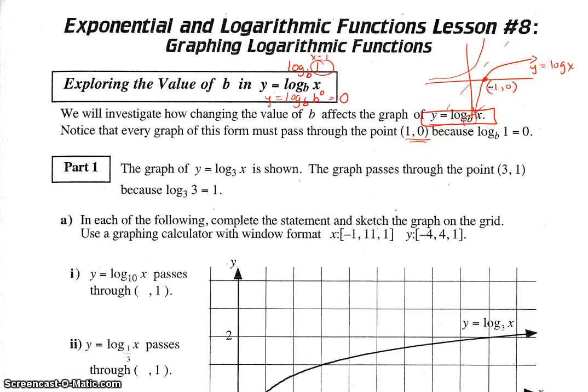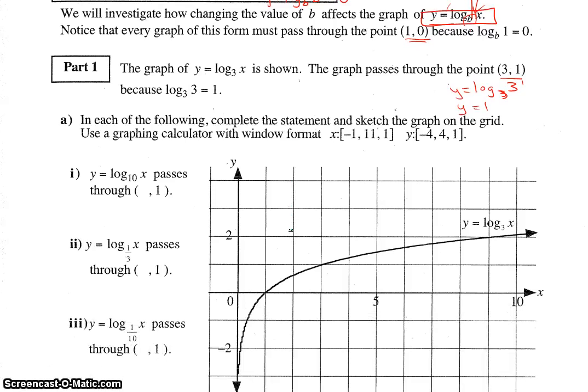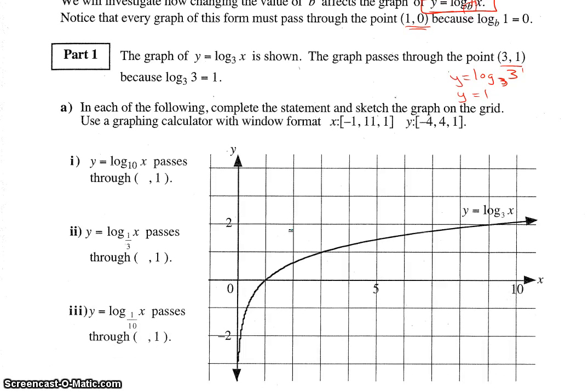The x-intercept is 1. So the graph of y equals log base 3 of x passes through the point 3, 1. Why? Because we would have log base 3 of 3, and therefore what would the y value be? Well, that whole thing would equal the exponent, which is 1. So let's look at these graphs. For each of the following, complete the statement and sketch the graph on the grid. We could use the graphing calculator, or we could just use this basic graph and go from there.